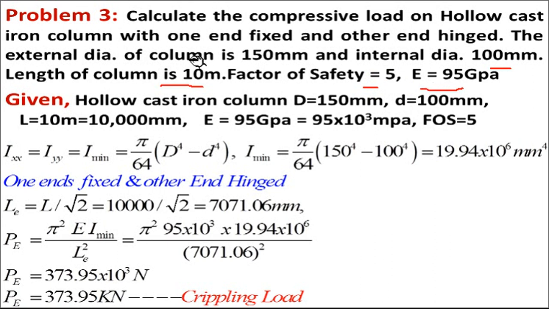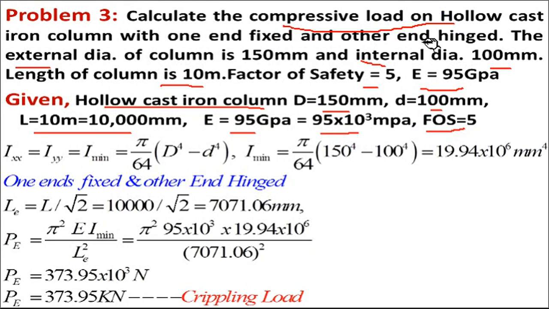So the given column is a hollow circular column, because here external diameter is given and internal diameter is given. Write down both the things. It is a hollow cast iron column of external diameter 150 mm, internal diameter 100 mm. Length is given as 10 meter, means 10,000 mm. E is 95 GPa, means 95 into 10 to power 3 MPa, and factor of safety is 5. What do you have to calculate here?